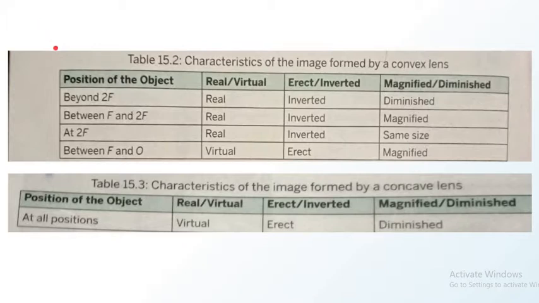So, students, in this video, we learnt about the image formed by concave lens and also about the nature and the position of the image formed by the lenses when they are placed at different positions.